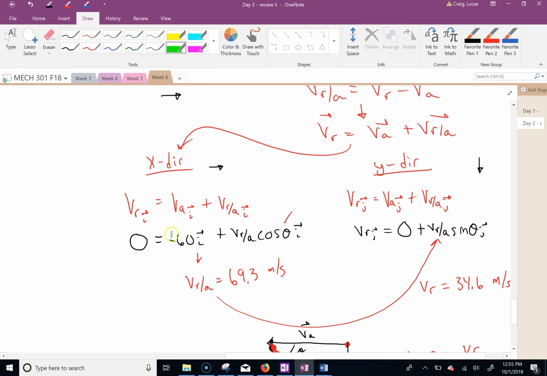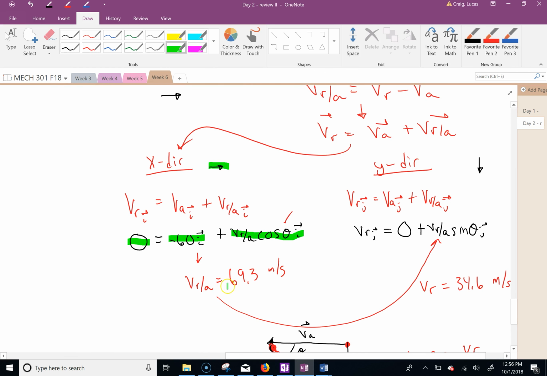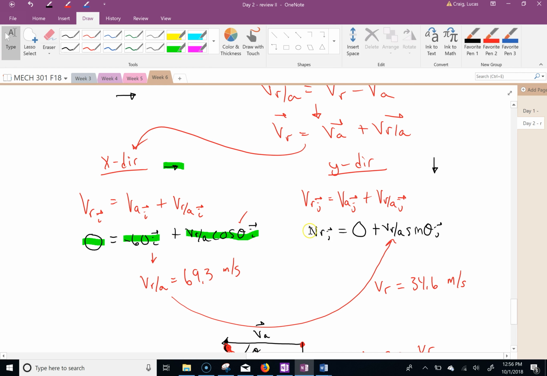And then what I did was I plugged in each value. So let's start with the x direction. There is no velocity of the rain in the x, so that's 0. Velocity of the automobile, because I picked my direction to be positive to the right, that would be negative. Then the velocity of the rain with respect to the automobile, cosine the angle, okay, in the i, because I broke up this black vector, okay, and we get velocity of the rain with respect to the automobile to be 69.3.